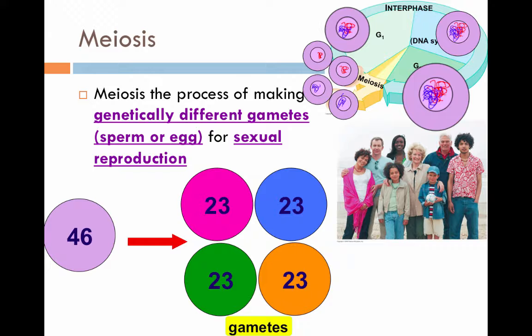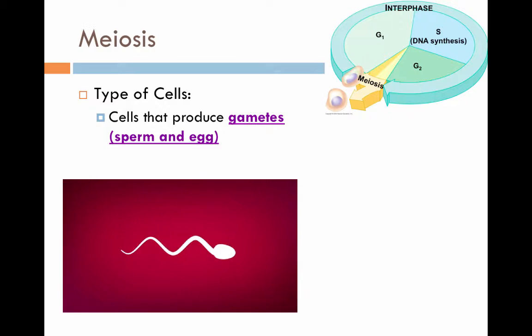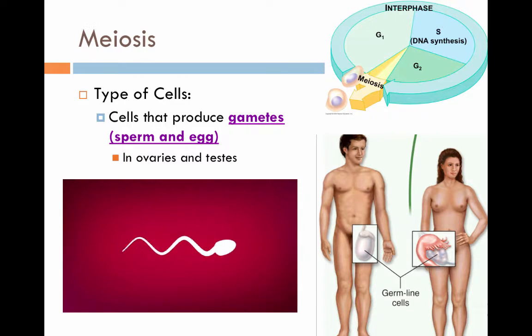is slightly different. What kind of cells go through meiosis? Well, cells that produce gametes, sperm and egg cells. Do you remember in mitosis we said all cells go through mitosis except those that produce gametes? Well, here's the gamete thing. Any cell that produces a sperm cell or produces an egg cell goes through meiosis. These cells are found in the ovaries of females and the testes of males.